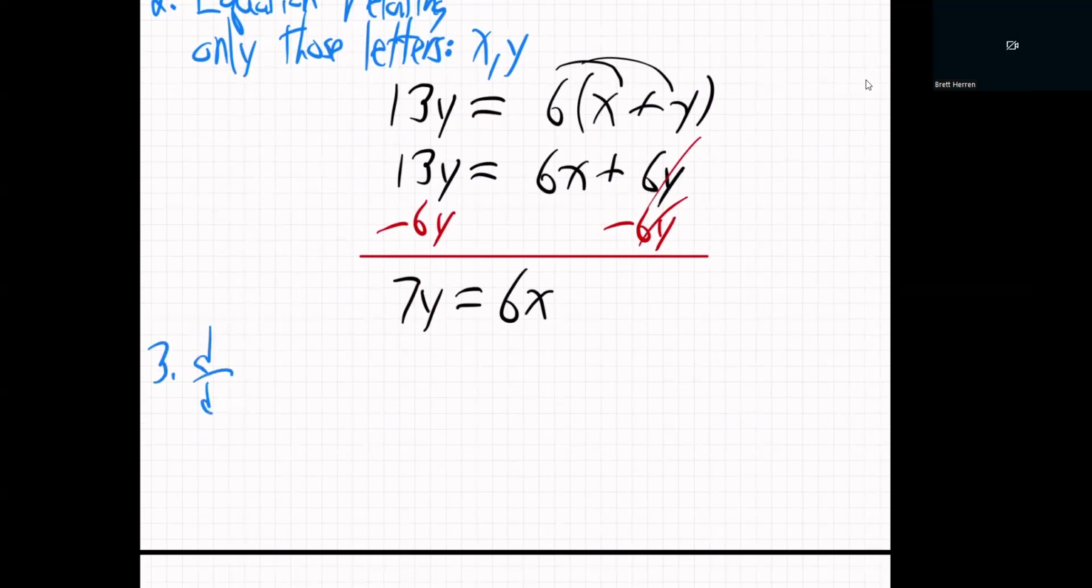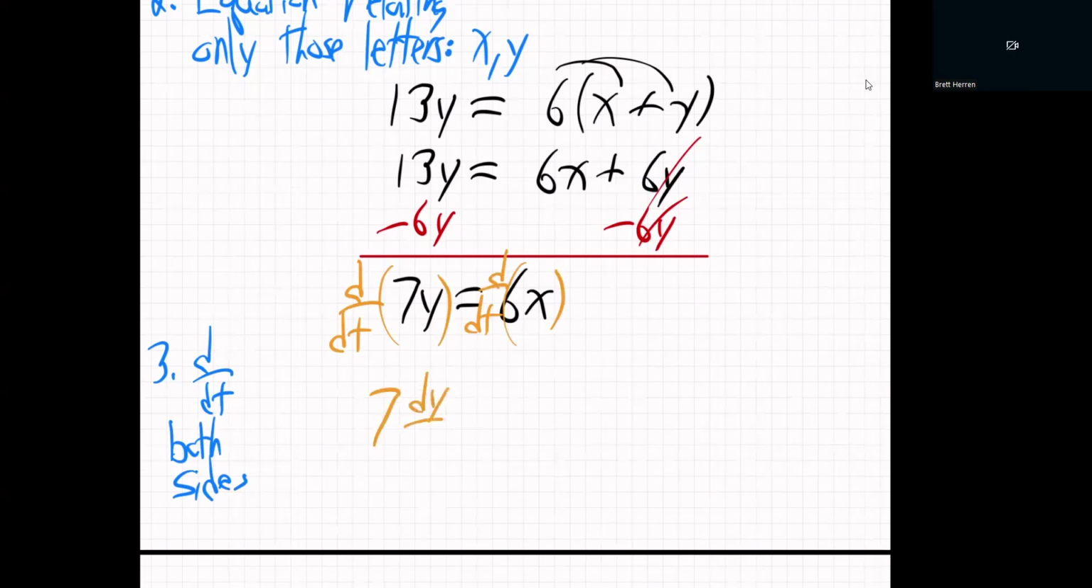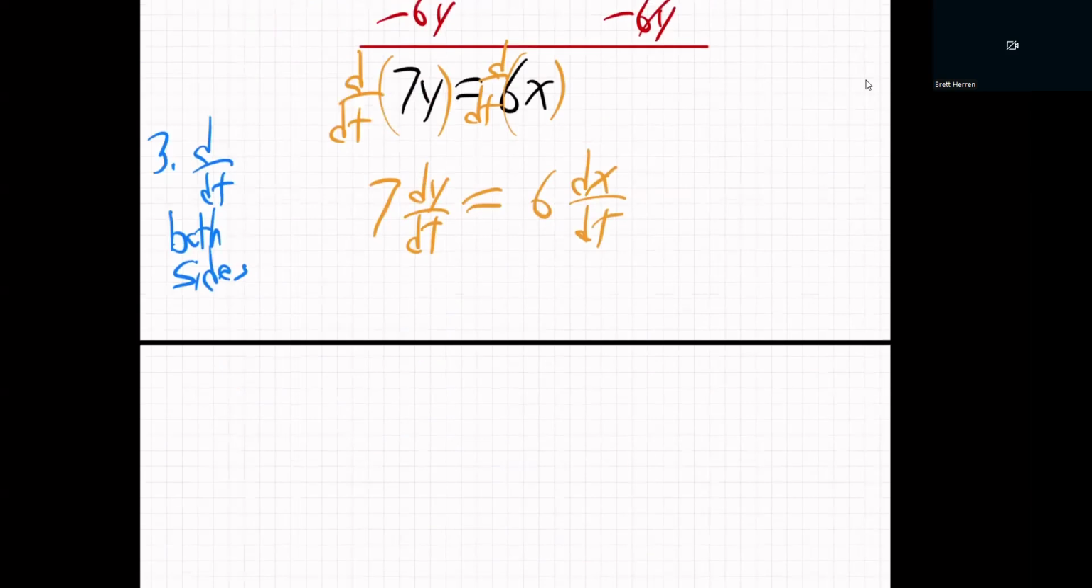All right. Step 3, d/dt both sides. So now I'm going to go, okay, it is time. d/dt this side, d/dt, derivative with respect to time. So that's going to be 7 dy/dt is 6 dx/dt. Here we go. And then step 4, plug in the numbers.